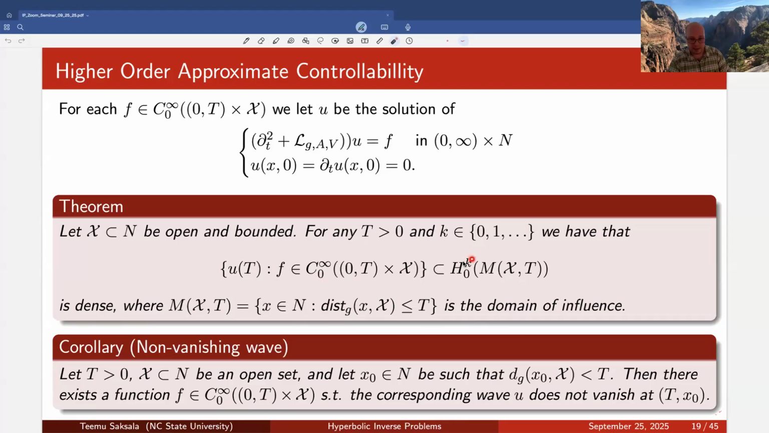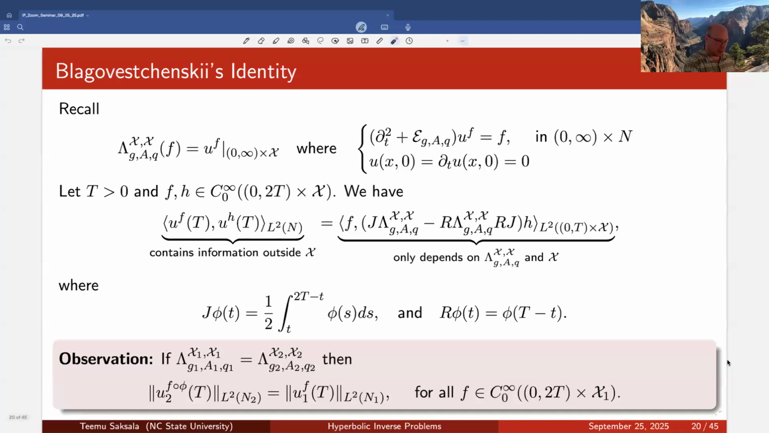Of course, if I take my Sobolev index k high enough, then I can show that there exist non-vanishing waves. If I take any point x from my space that is t-close to my set where I send the wave, then there exist waves which do not vanish at this given point. This is an important thing for our web. So this told us how the waves propagate. Then the important question is, how do I actually gain information from outside my measurement set?